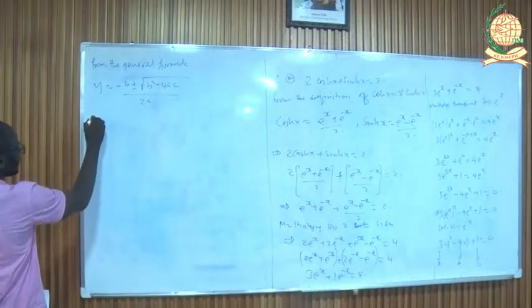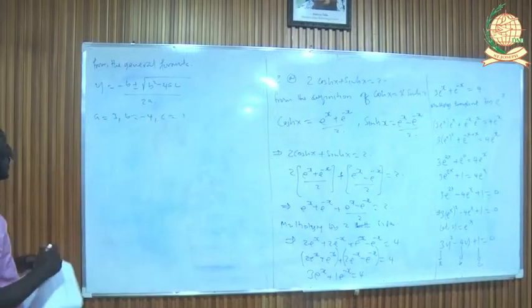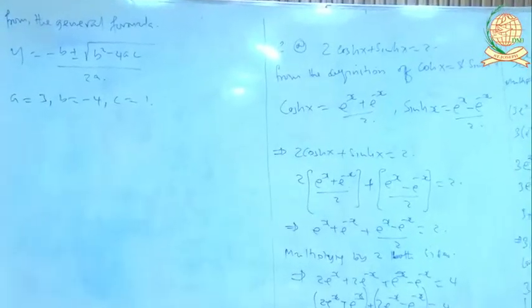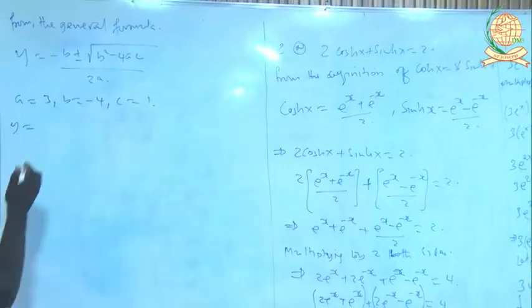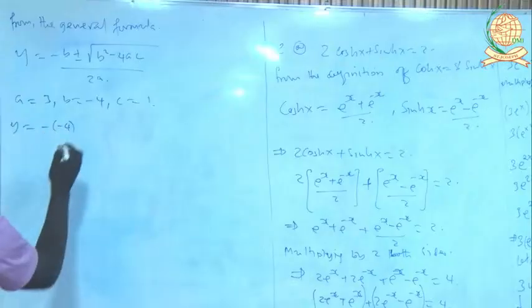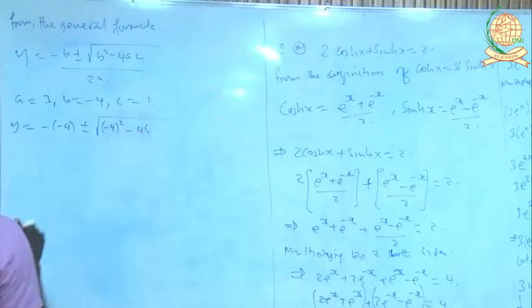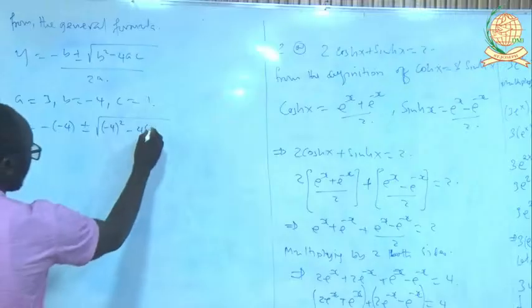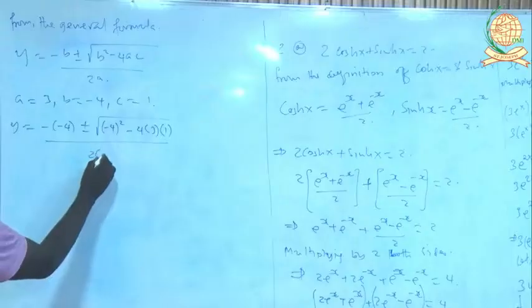So we're going to have our a is 3, our b is negative 4, and our constant c is just 1. So putting these values in this equation, you're going to have y equals negative b, and our b is negative 4, so it's going to be negative, negative 4. This is negative b. And then plus or minus the square root of b squared. Our b is negative 4, so negative 4 is going to be squared. Then minus 4 times a, our a is 3, times c, which is 1. Then out of 2 times a, and our a is 3.